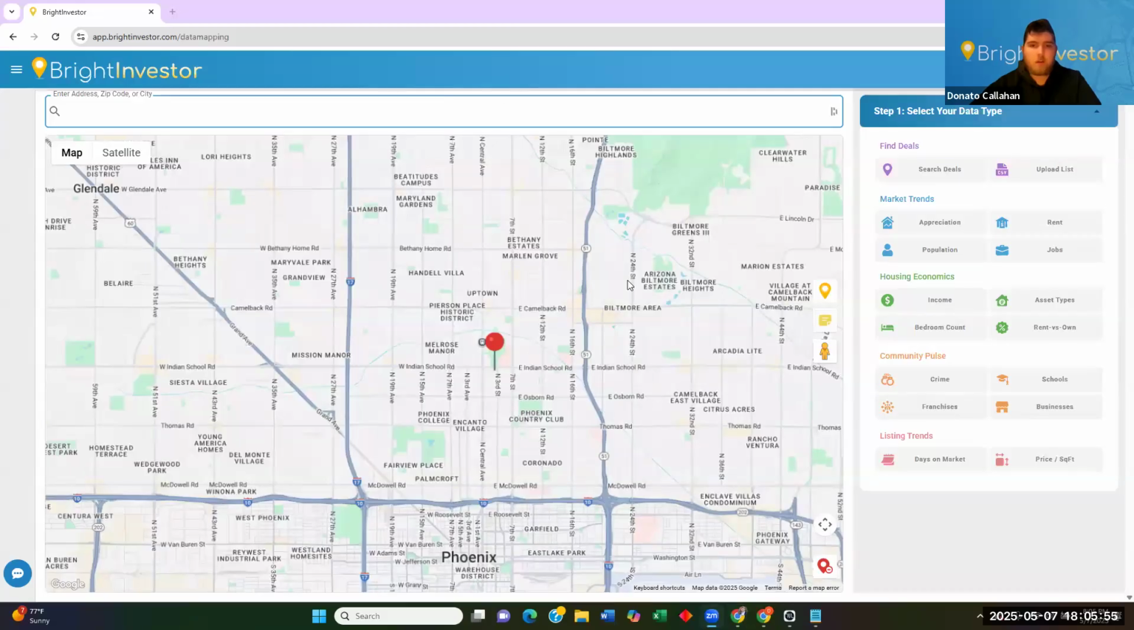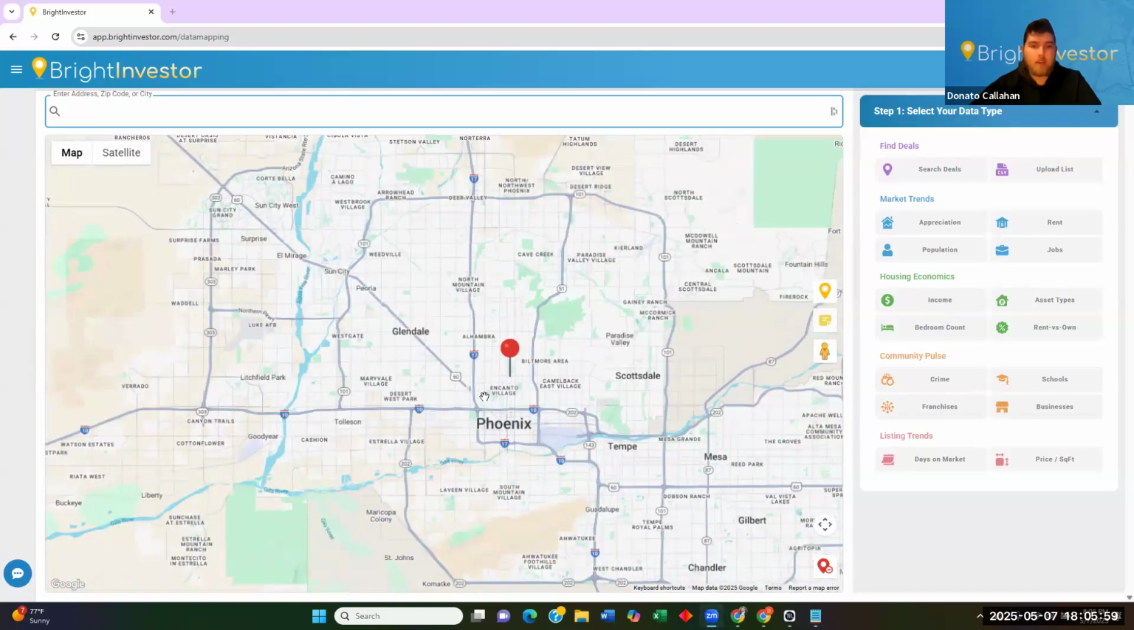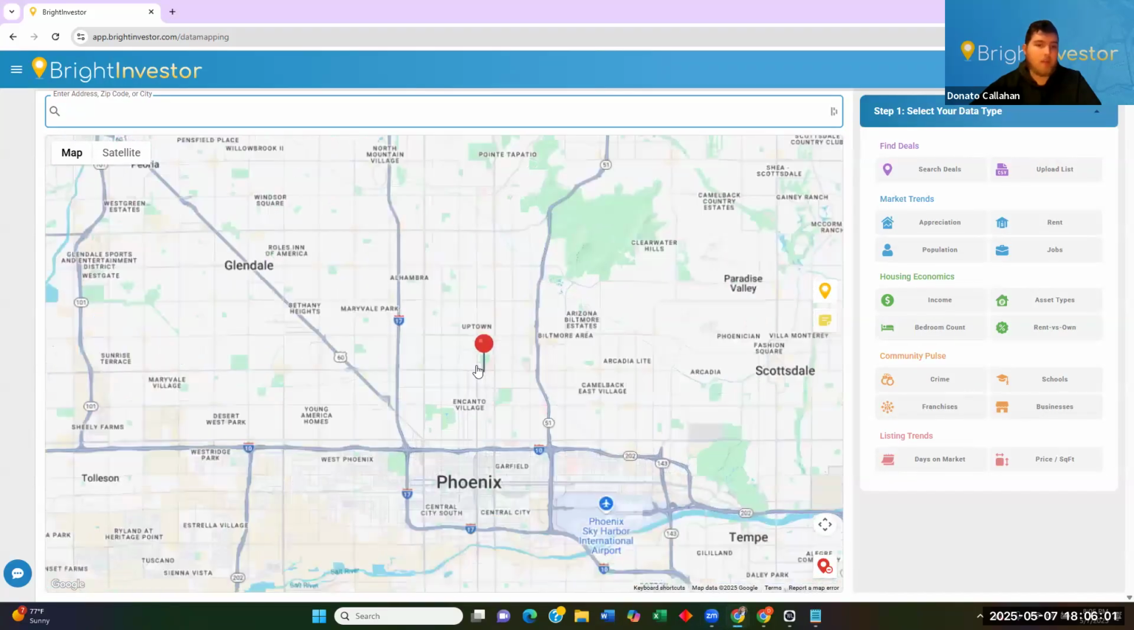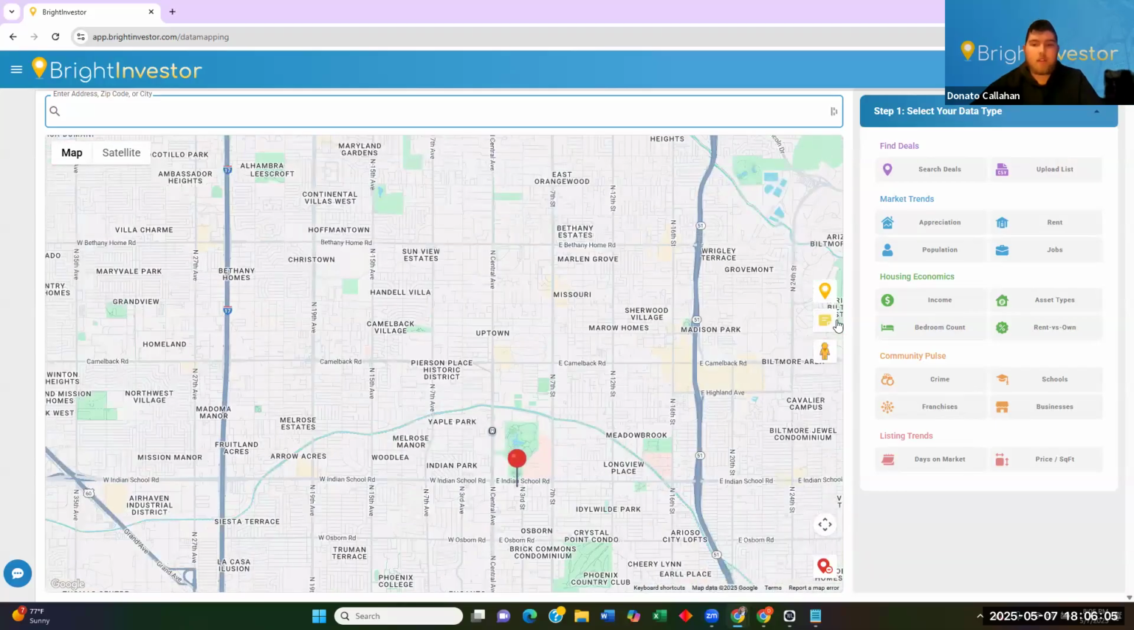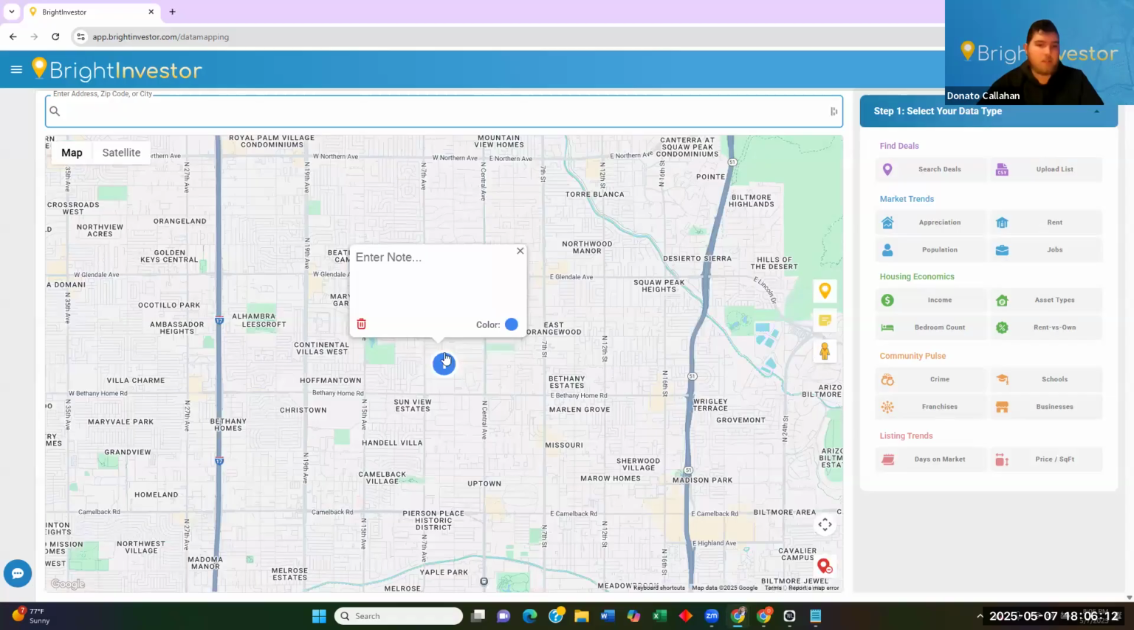Perfect. Awesome. Next up, when you are looking around BrightInvestor and maybe you have a property you're analyzing or a lead you're working, I highly recommend using the sticky note feature, where you simply right click on your map and then click Add Sticky Note, and it allows you to drop just a little sticky note, a little pin on the map.